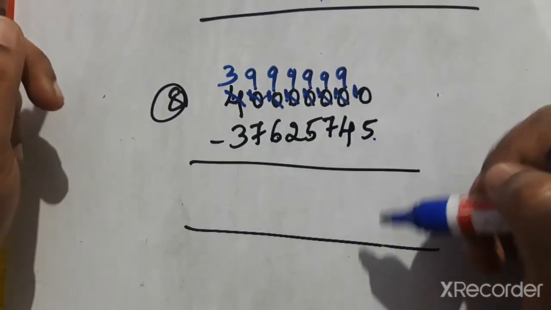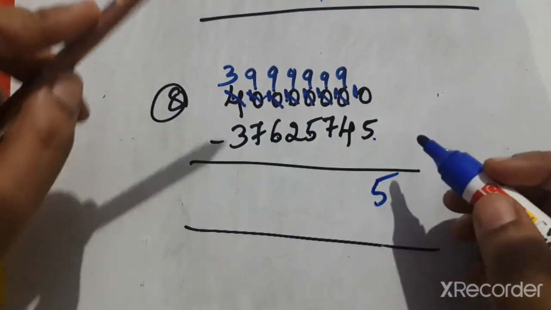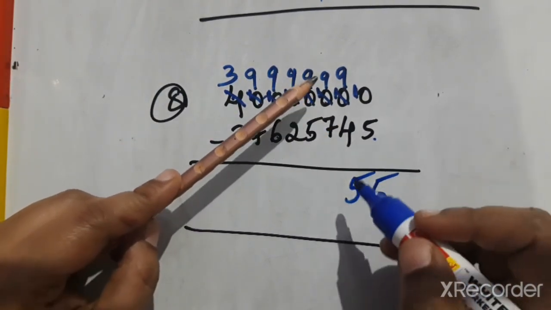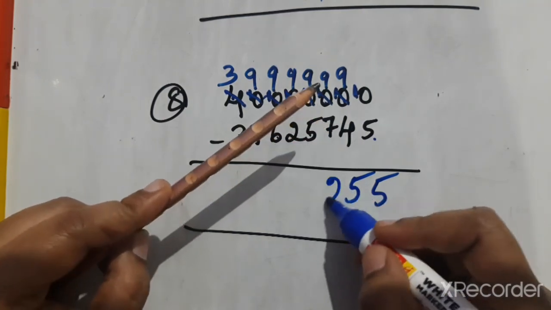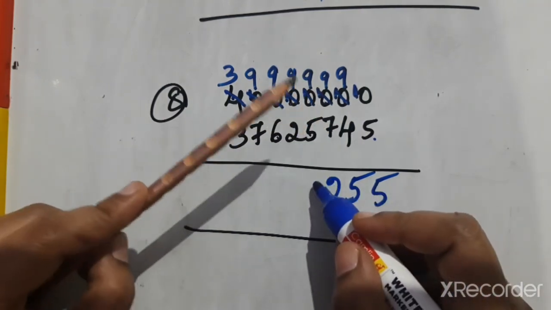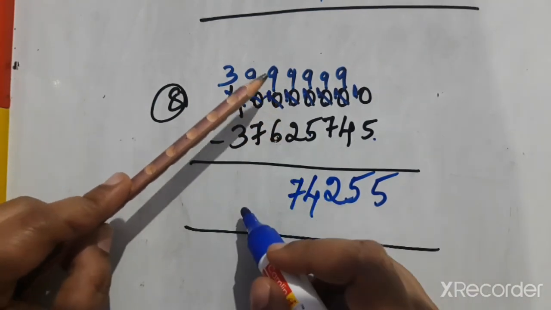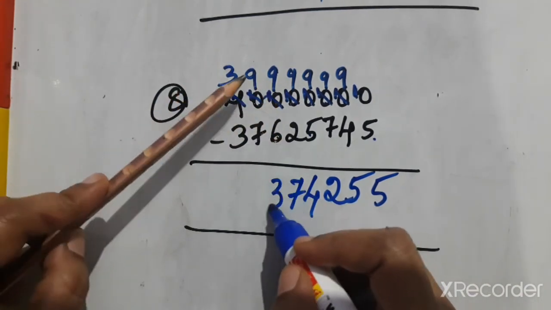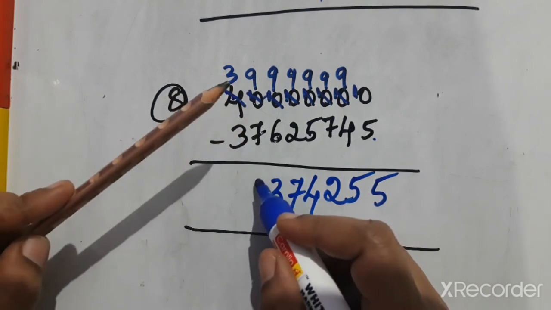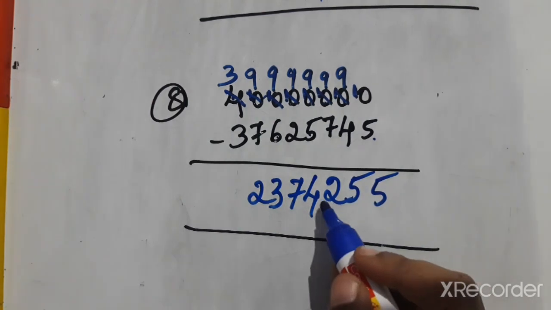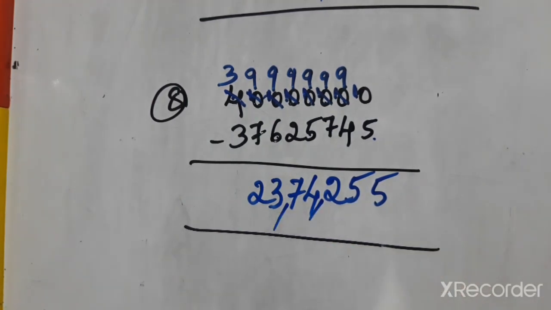Now 10 minus 5 is 5. 9 minus 4 is 5. 9 minus 7 is 2. 9 minus 5 is 4. 9 minus 2 is 7. 9 minus 6 is 3. 9 minus 7 is 2. 3 minus 3 is 0. No need to write. So the answer is 23,74,255.